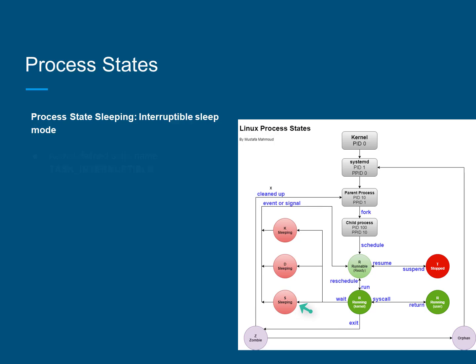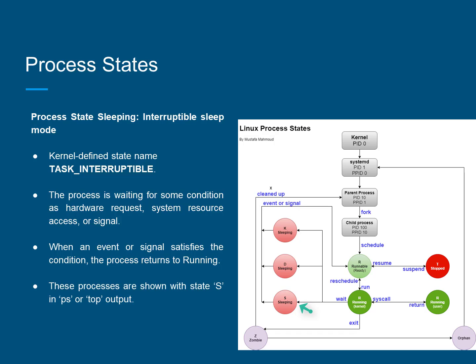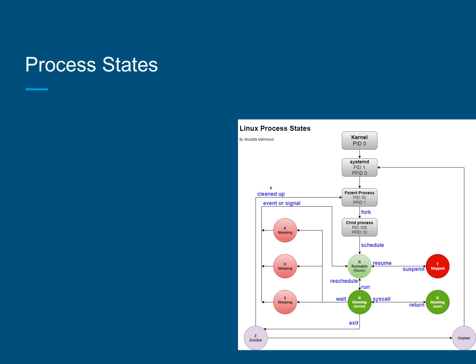Interruptible sleep mode. Kernel-defined state name: TASK_INTERRUPTIBLE. In this mode, the process is waiting for some condition, such as a hardware request, system resource access, or a signal. When an event or signal satisfies the condition, the process returns to running. These processes are shown with the state S in the ps or top commands output.